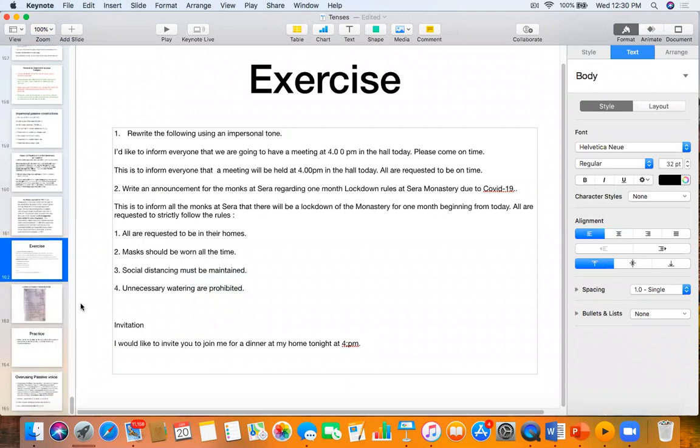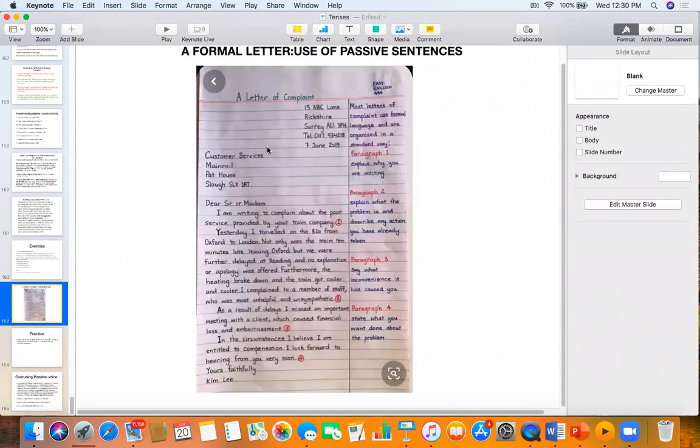Now here is an example of a letter of complaint. This lady has written a letter to some railway department. She had a problem with the services in the train. Very often, suppose you have an iPhone or a Samsung mobile phone, or some product that you bought and you're not very happy with it, you usually write a complaint letter to the manager.